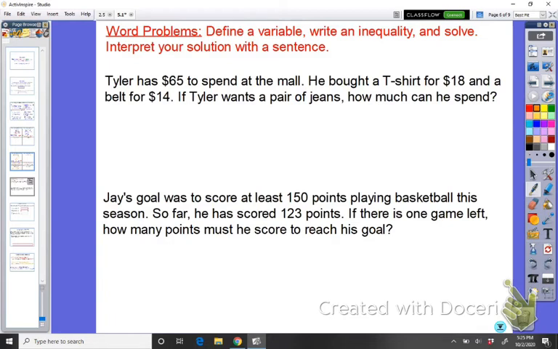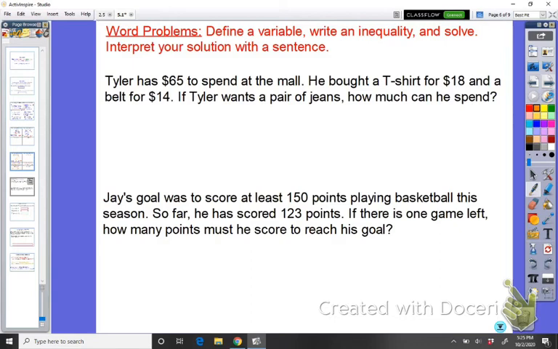So let's talk about Tyler. Tyler has $65 to spend at the mall. He bought a t-shirt for $18 and a belt for $14. If Tyler wants a pair of jeans, how much can he spend? So we need to define a variable, write an inequality, and solve. Then interpret your solution in a sentence.